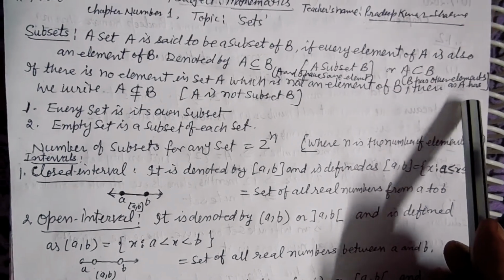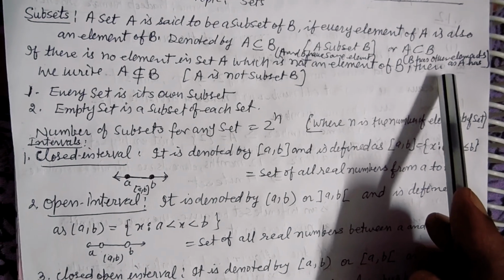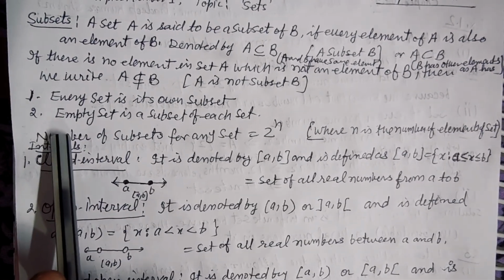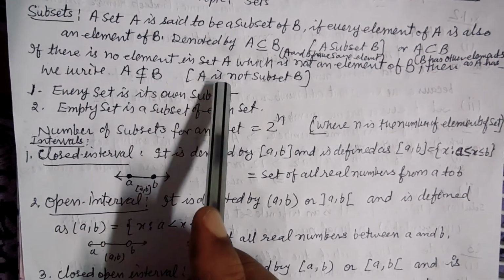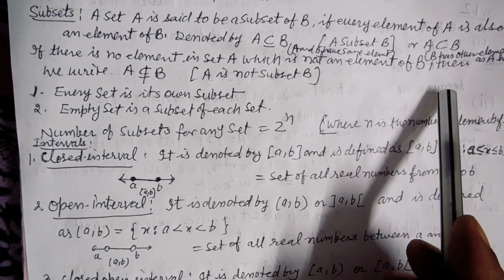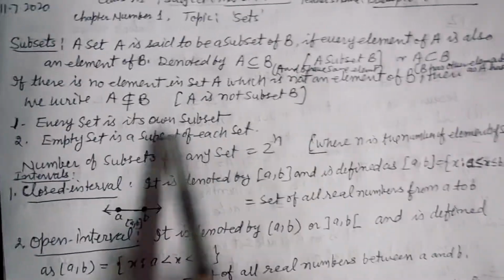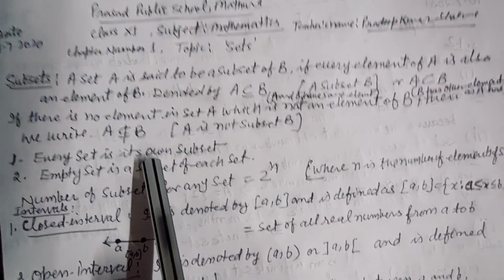as A has, यानी A के अलावा और भी एलिमेंट्स B में हों. Clear? If there is an element in set A which is not an element of B, then we write A not a subset of B. Clear?